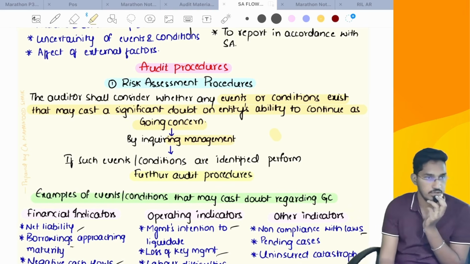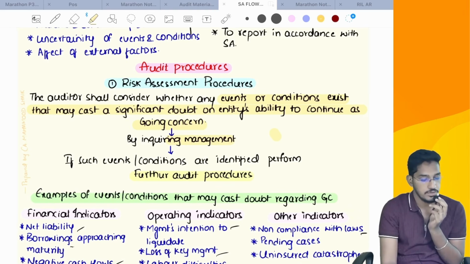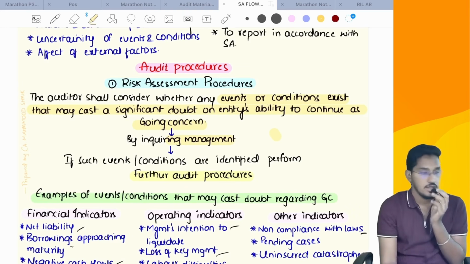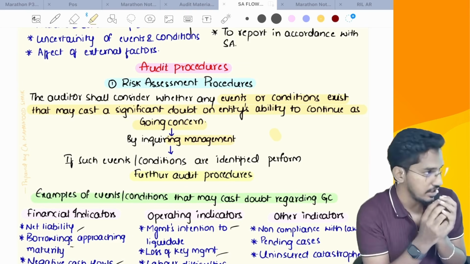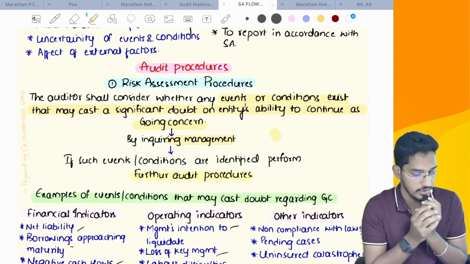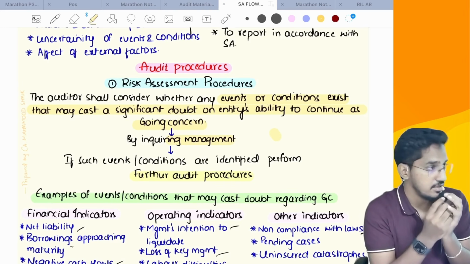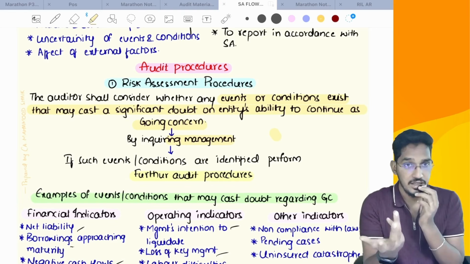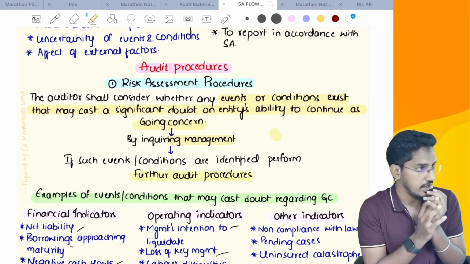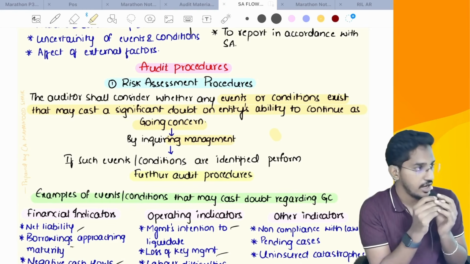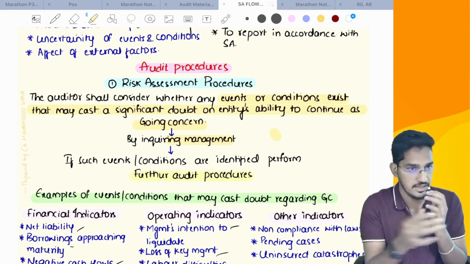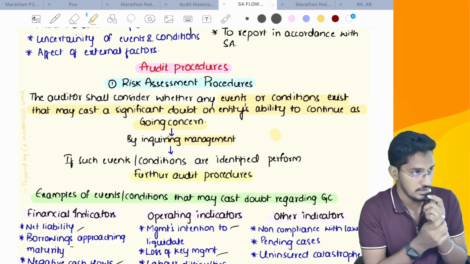By inquiring management, two outcomes could be possible. What will be those two outcomes? There may be, yes, you have found some events or conditions which create a doubt regarding going concern. That means any of these indicators you have found. Or there may be a case where you did not find any events or conditions which create a doubt regarding going concern. If you don't find any of these events, that's all, your responsibility has come to an end. You aren't supposed to do anything.